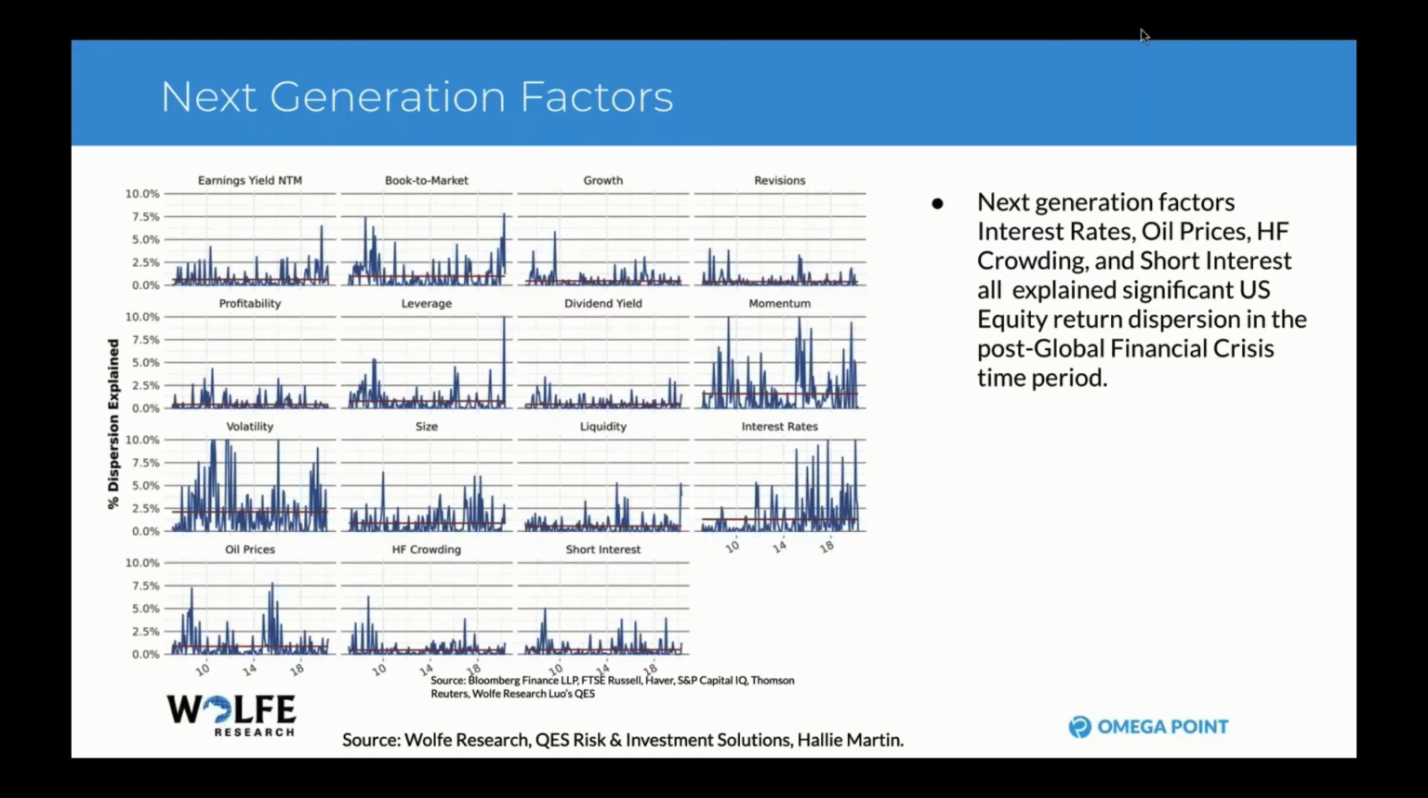This analysis is based on monthly returns, and in particular for hedge fund crowding and short interest, which can move very quickly in a matter of days, we find that they have even more explanatory power during short periods of time where they're relevant, for example, in March 2020.